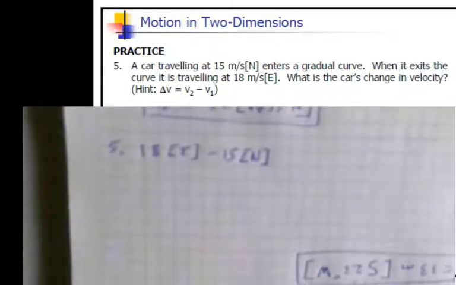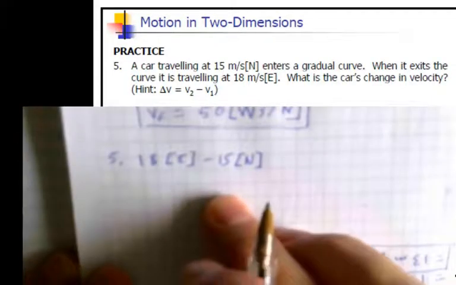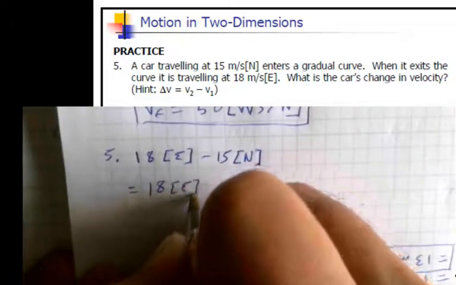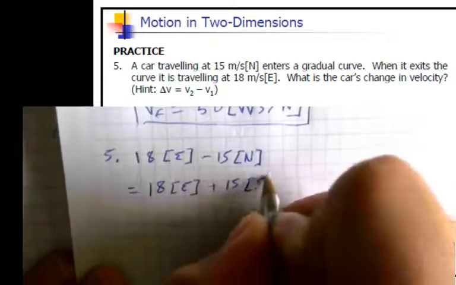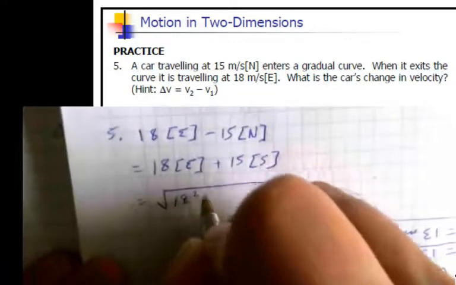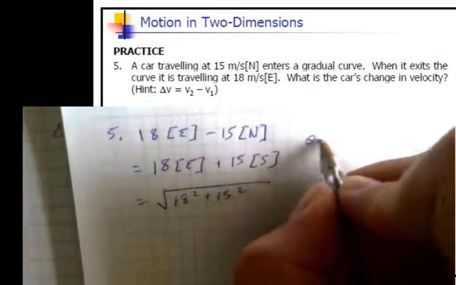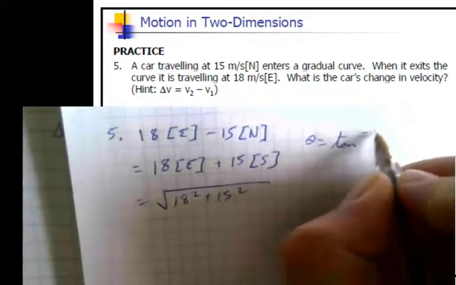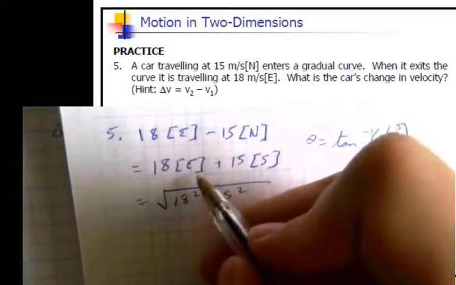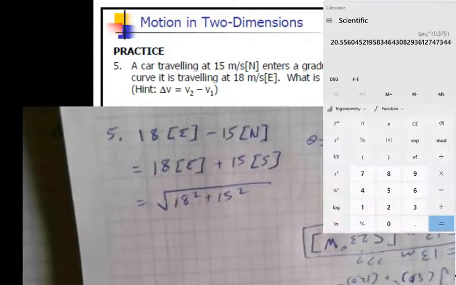Well, I'm going to change that negative 15 north to a south, so it's going to be 18 east plus 15 south. Now I have to do vector addition. 18 squared plus 15 squared. I can even write my side calculation already. Inverse tangent of 15 over 18. And I know that it's going more towards the east, so it's going to be east in whatever direction I find for my direction there.